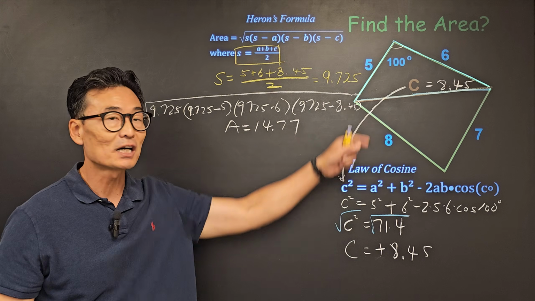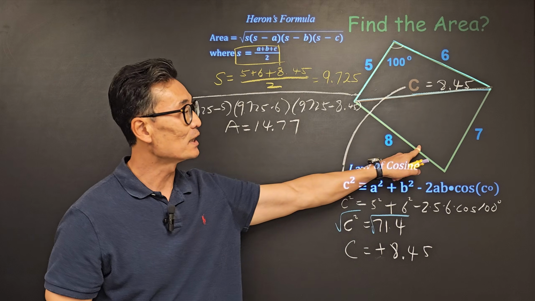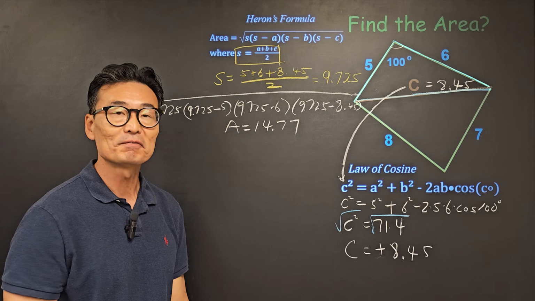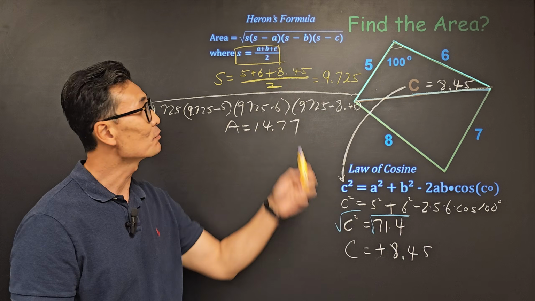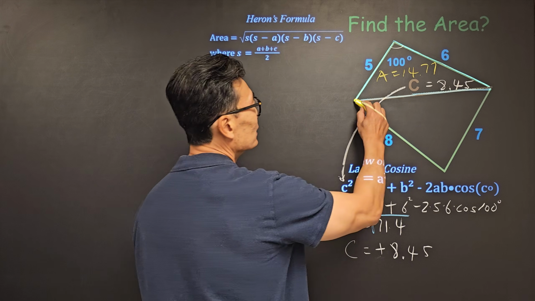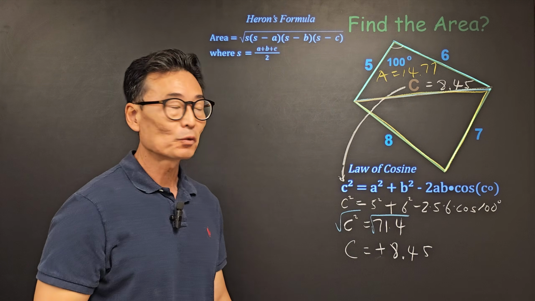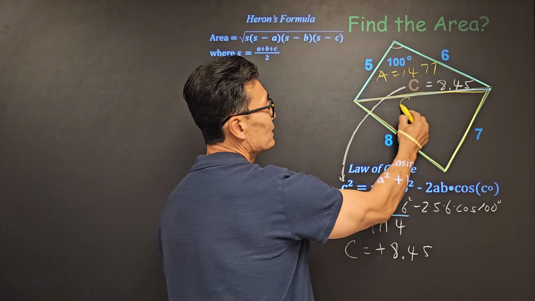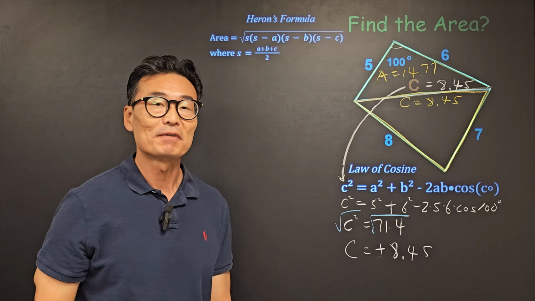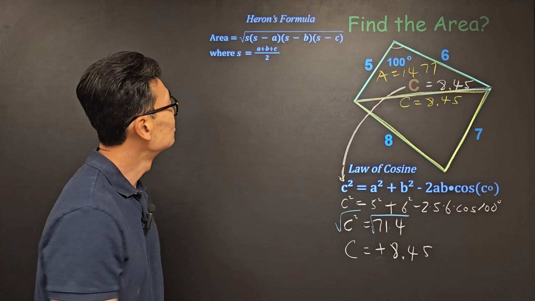Now that we found the area of the top, let's go ahead and find the area of the bottom, which will be quicker since we know the third side of the bottom triangle. All we have to do is plug in those numbers, find the S, and then use Heron's formula to find the area of that. Now let's go ahead and find the area of this bottom triangle, where once again the third side is 8.45 as we had found earlier. Let's go ahead and find the value of S, and go from there.